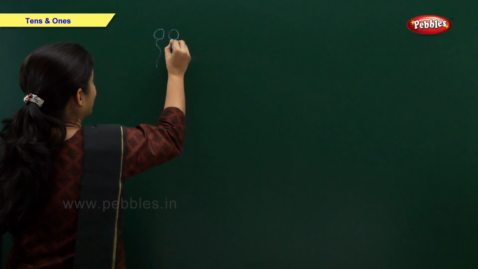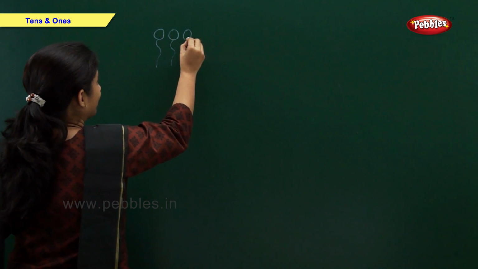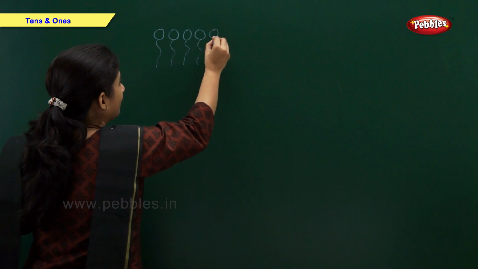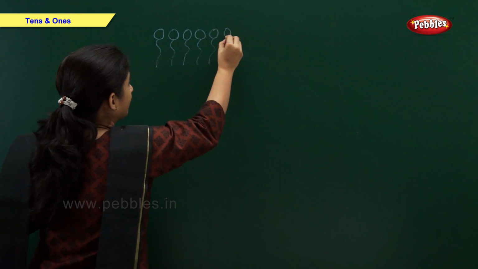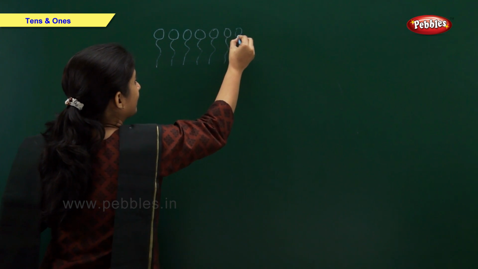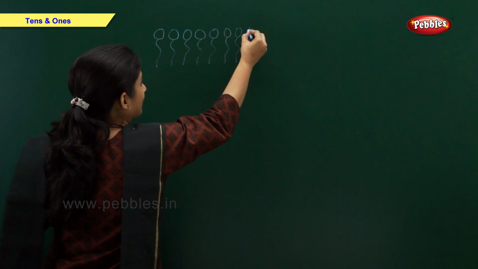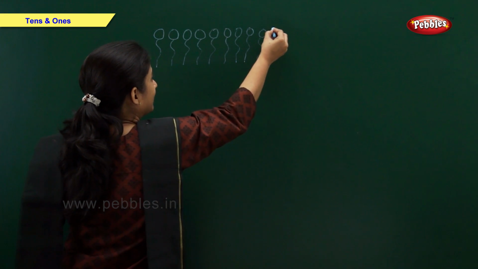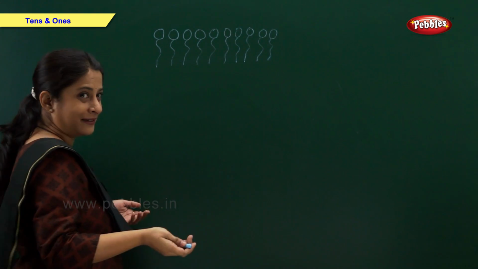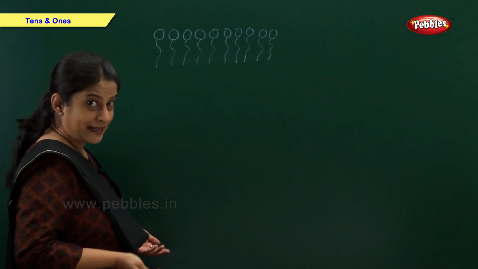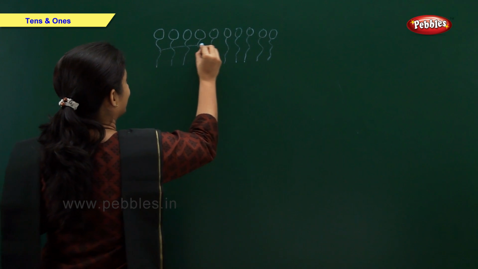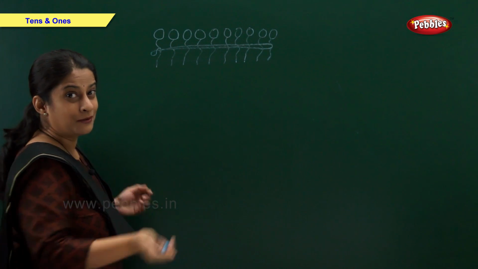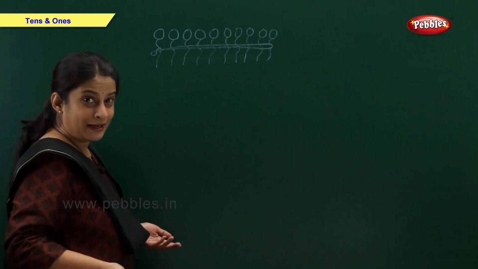One, two, three, four, five, six, seven, eight, nine, ten. Now we have 10 balloons. Let's tie these balloons together. And now, this is our bundle of 10.